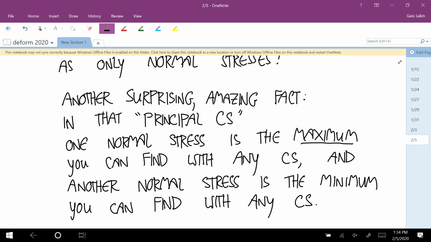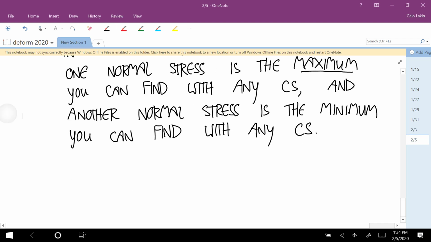Well, if you can find this coordinate system where everything is represented by these principal stress tensors, then you can say, okay, this maximum is bigger than this maximum, and this minimum is smaller than this minimum. It gives you a way to compare these matrices of values, okay? So are you with me on that? That seems like a useful tool, and then there's one more, this is the last one. Another surprising, amazing fact.